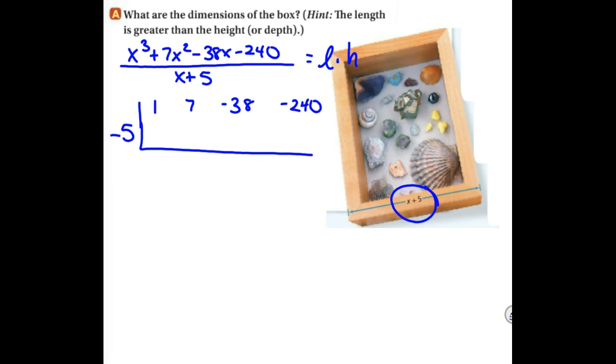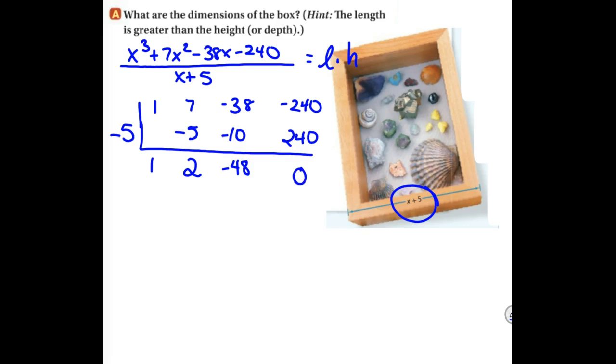Okay. I wasn't missing any terms, so I don't need any zeros. All right. Bring down our 1 and multiply. Our next number should be a 2. Yes? All right. Multiplying the negative 5 times the 2, we get negative 10. Adding my column, we end up with negative 48. What's negative 48 times negative 5? 240, which means I have a remainder of 0.